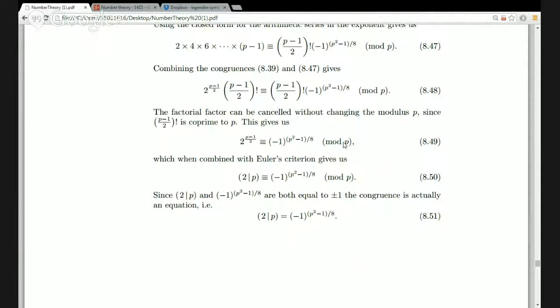The other side, -1 to some power, is easy to calculate. It's just a power of -1, simple. It's either +1 or -1 accordingly as the exponent is even or odd. Okay, so the Legendre symbol, (2/p), is this power of -1.